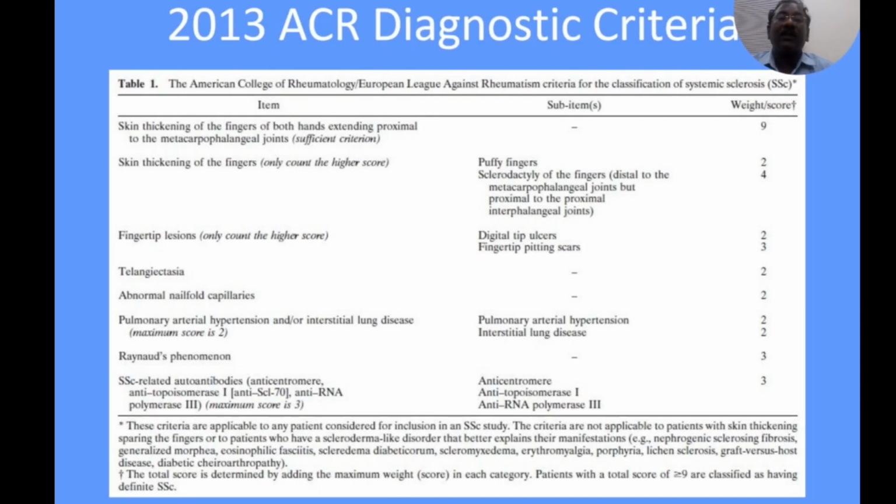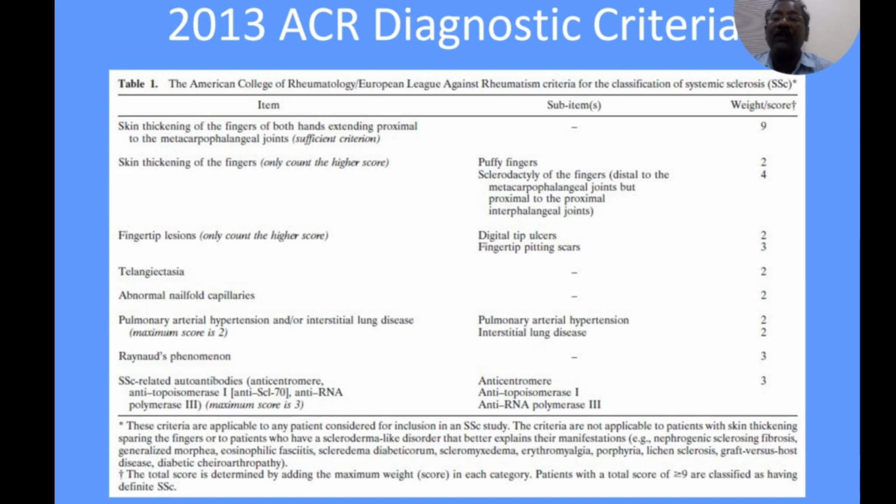See the diagnostic criteria for scleroderma. It is the American College of Rheumatology and European League Against Rheumatism criteria. Here they have given 8 items, and each has a score of 2, 3, 4 or 9, etc. Patients with a total score of 9 or more are classified as having definitive systemic sclerosis.